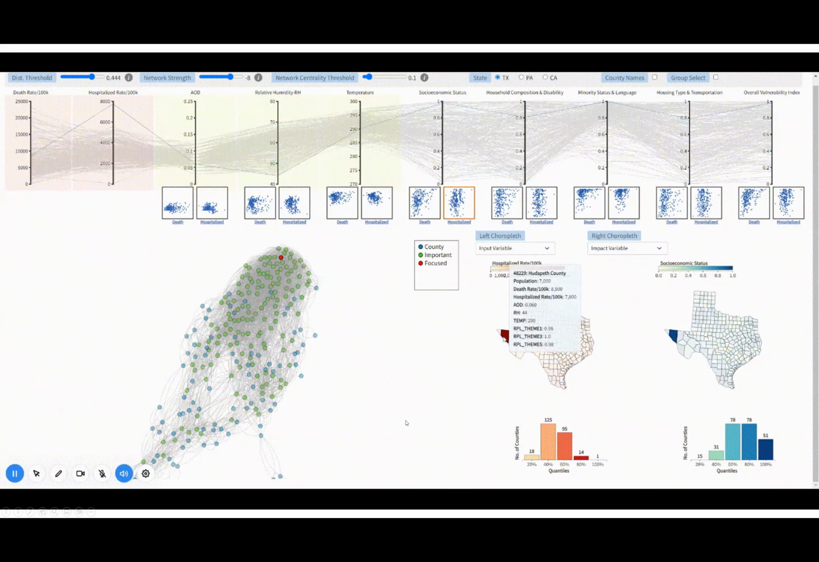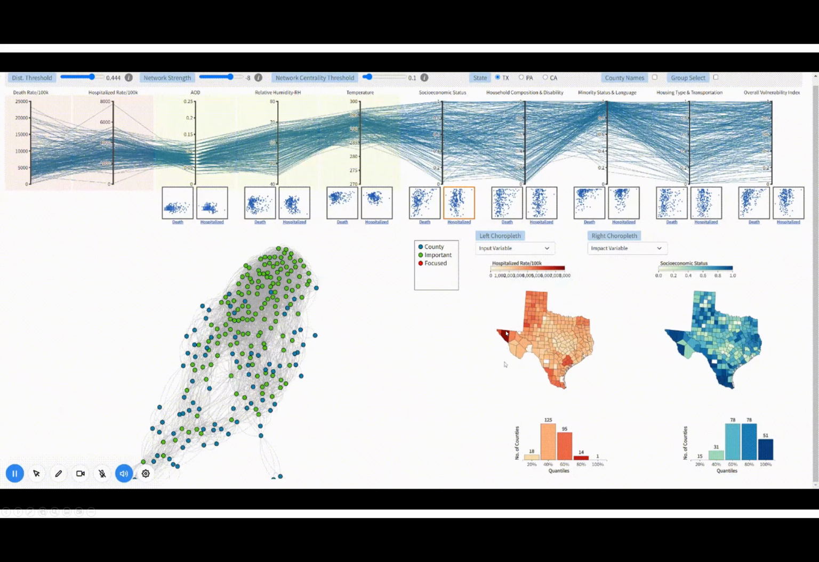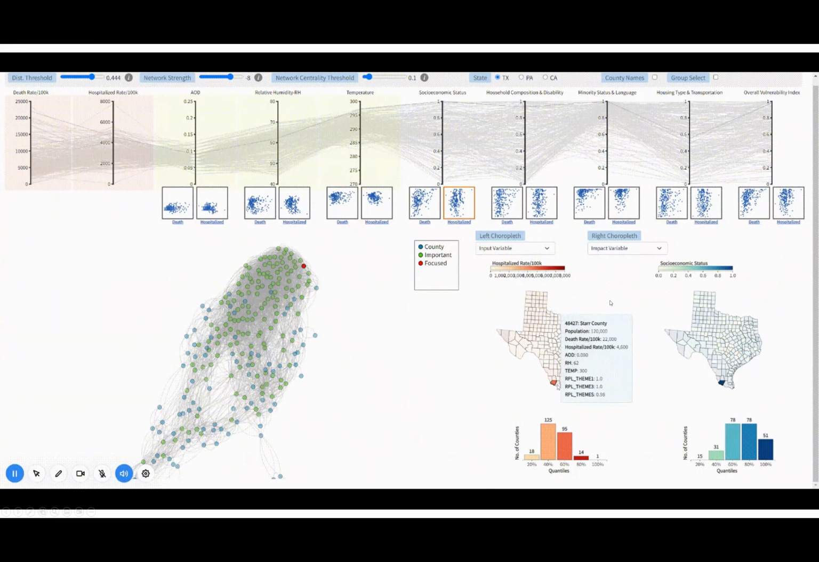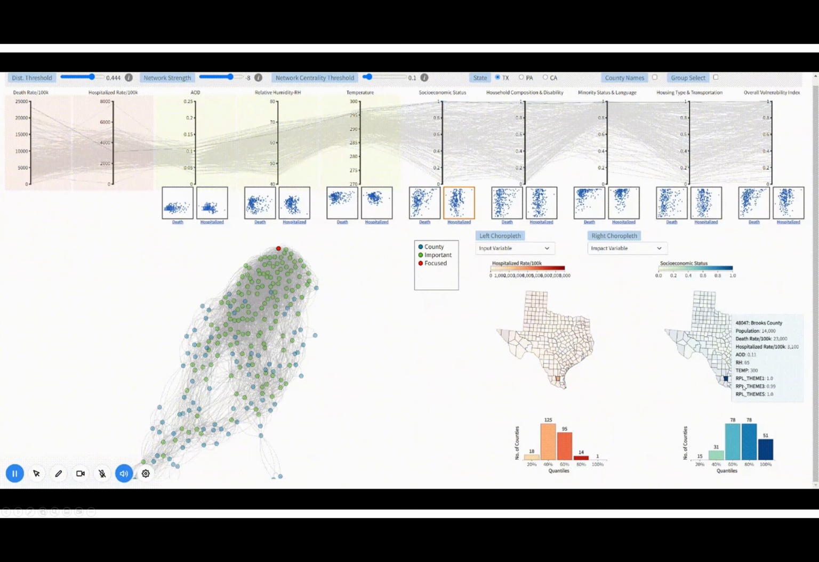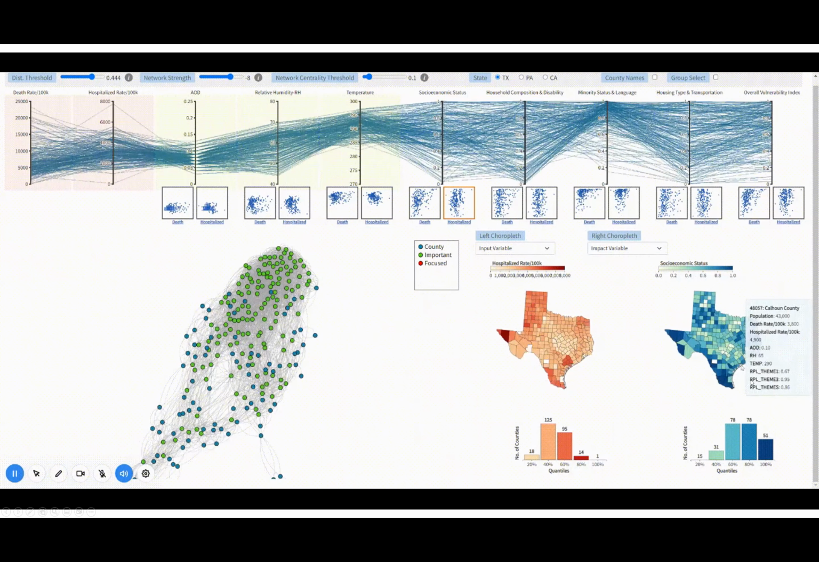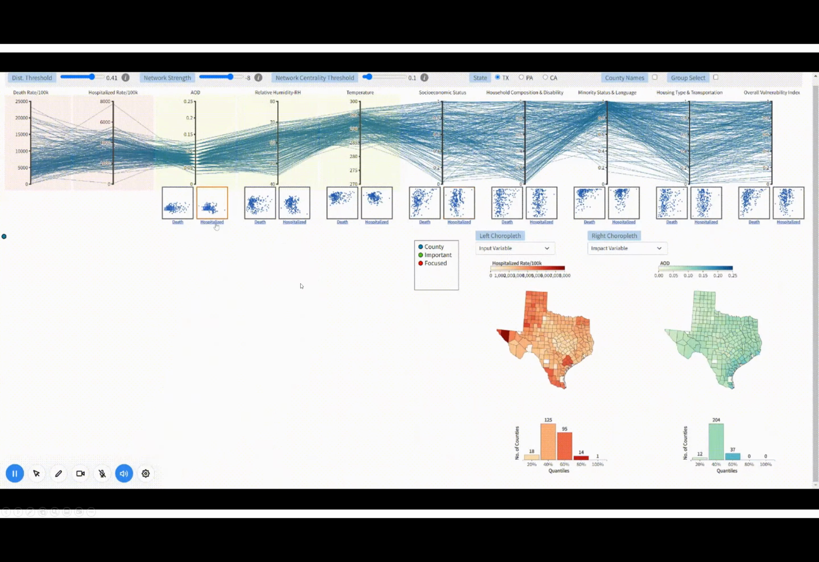And if we look at the hospitalization rate here, we find that the area near El Paso, near the Houston area, and the areas in the northeast part, those parts have a higher hospitalization rate. And those areas are also the areas which show similarities in the socio-economic variables, which are marked in deep blue. So we find similarities between the socio-economic status and the hospitalization rate. In the network, those counties with similar socio-economic variables are also connected to each other.